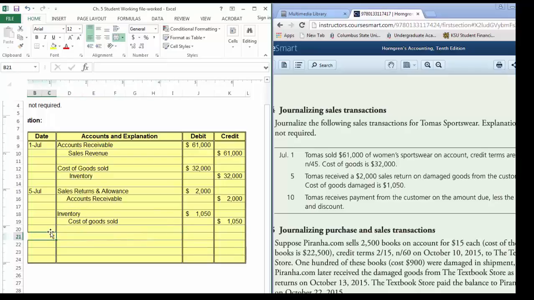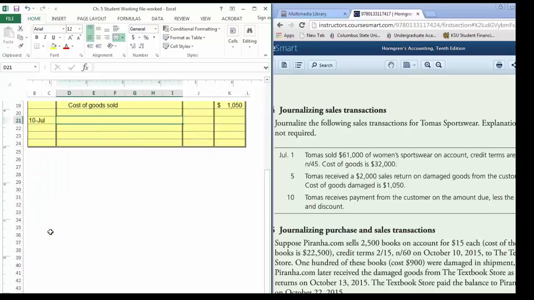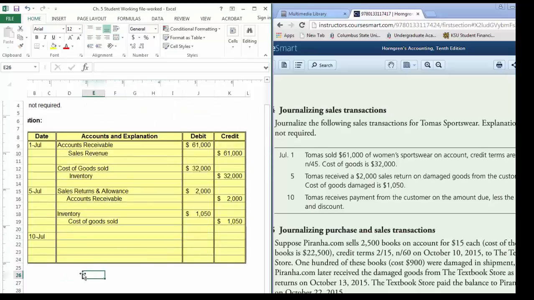All right. Now let's look at the last journal transaction. It says Thomas receives payment from the customer on account on the amount due less the return and discount. So anytime we're calculating the payment, we first have to figure out what the balance is in our account. All right. We started with 61,000. We returned, because we're wanting to know what we're going to get as payment. We had 61,000. Then they returned 2,000 worth. So now we've got a balance in there of 59,000.